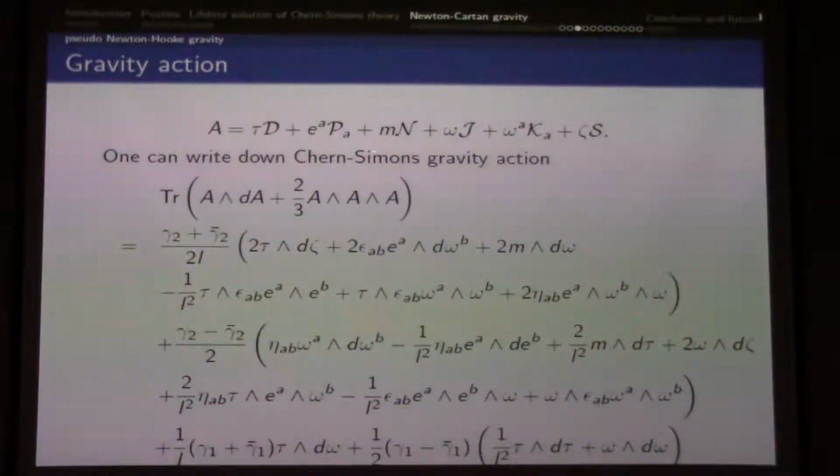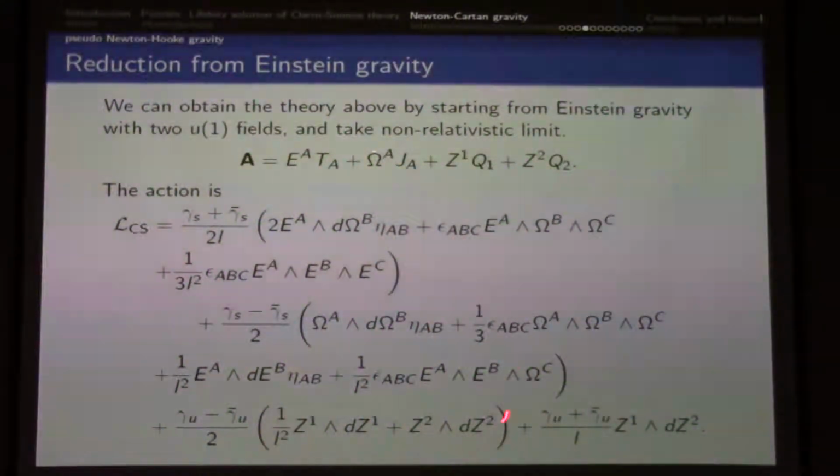And to make a full analogy to Einstein-Hilbert action, you might want to say, let's start from Einstein-Hilbert action in SO(2,2) plus two U1 extensions, which I call Q1 and Q2 are generators. Z1 and Z2 are corresponding gauge fields. I write down the full SO(2,2) plus two U1 extension transcendence action like this.